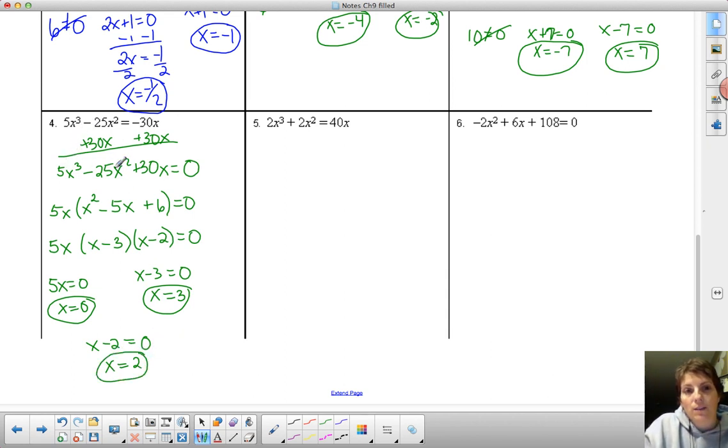Remember that the degree of the polynomial will tell you how many answers to expect. So this was a degree of 3. I expected 3 answers. Would you please give problem 5 and problem 6 a try? In problem 6, remember to undistribute that negative 2, because leaving negative never stays.